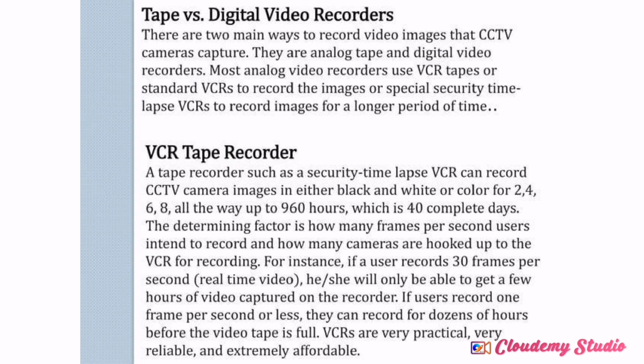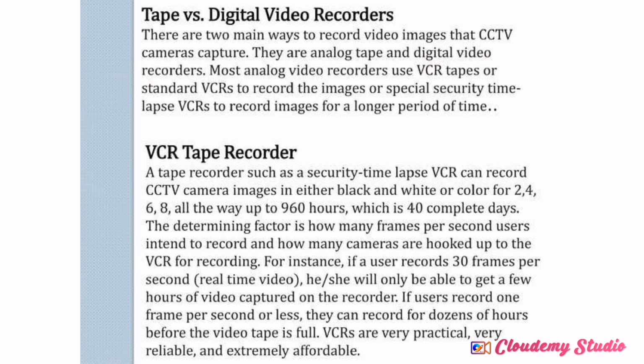Okay, so another question might come: mention two main ways that CCTV cameras capture video images. So here we have number one, analog tape, and number two, digital video recorder. That's why it says there are two main ways to record video images that CCTV cameras capture, and these are analog tape and digital video recorder.